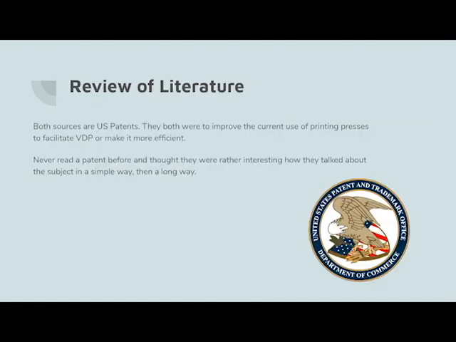Like I mentioned before, the resources I used were US patents. I thought it was really interesting. I've never actually looked at a patent before, but both these patents were to improve the variable printing process. One of them was software that helped compress the information, that way the files were smaller and easier to process. The other one was a patent on making a lithography press turn into a variable data press by applying the photosensitive layer, etching it, printing and then removing it and reapplying it, which I thought was pretty fascinating.